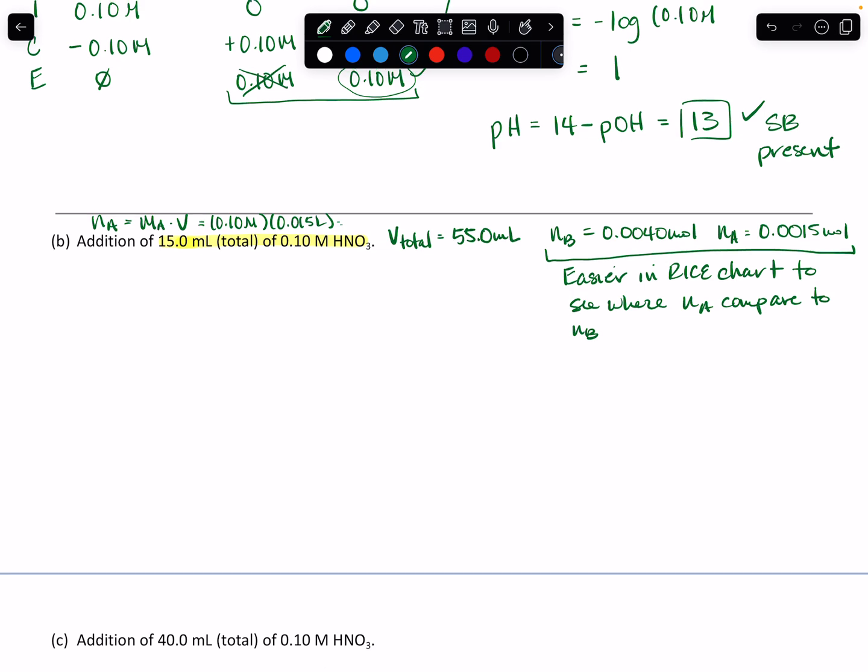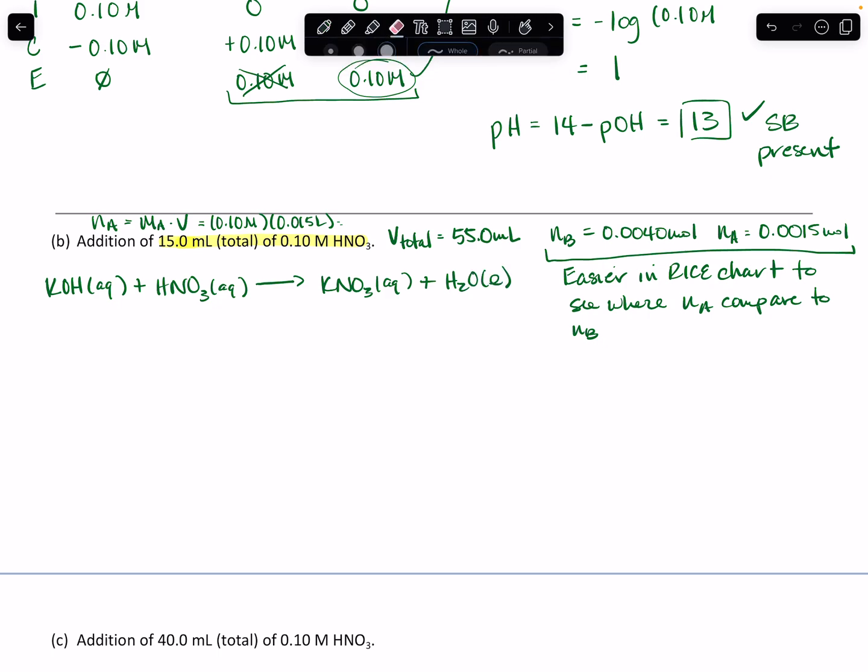All right, so this time I have a reaction. So KOH aqueous plus HNO3 aqueous reacts to form KNO3 aqueous plus H2O liquid. Now I could write this as a net ionic equation, and you're welcome to do that if you like. I just tend to keep it this way because I've got all my compounds listed. It just helps me keep track.